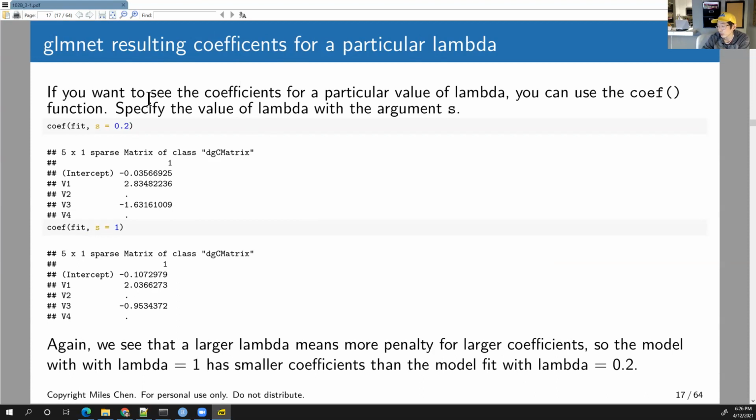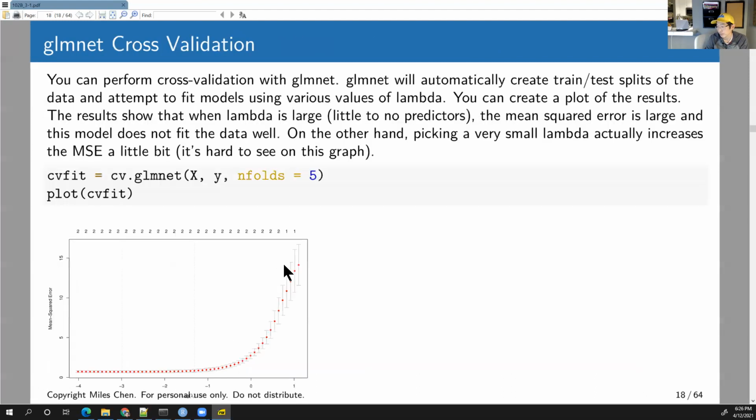If you want to see the coefficients for a particular value of lambda, you can specify it and say, you know what, I want to find out for s equal to 0.2. I want to figure out for s equal to 1 and so on, and you'll get different values, right? And so as we use larger values of lambda, the coefficients themselves shrink a bit, okay? And that's what we have.